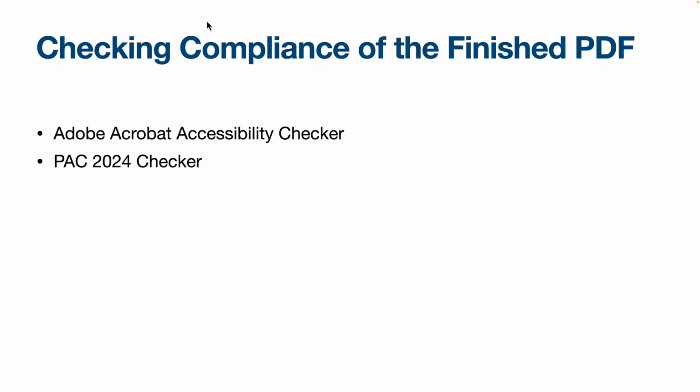A more robust checker is the PAC 2024 checker. The PAC 2024 checker can check your document against the PDF UA and the WCAG standards, making sure that you can tell if your document is fully compliant or not.